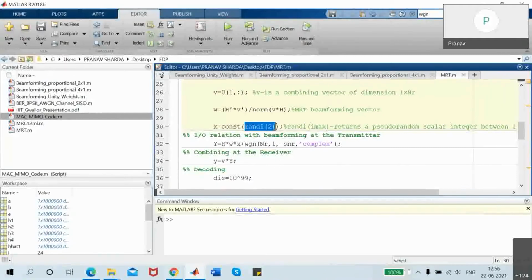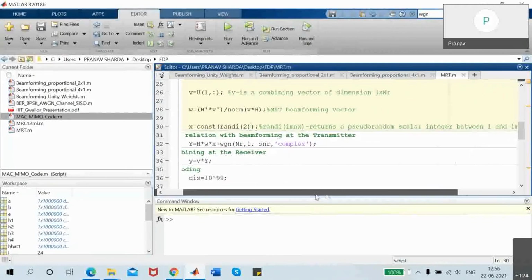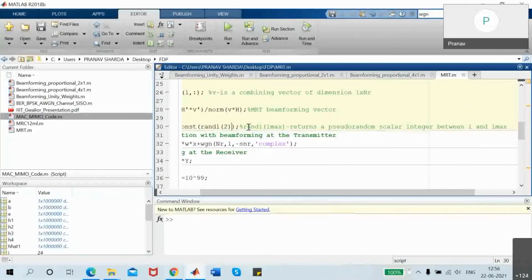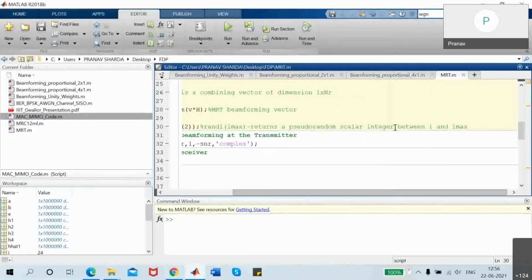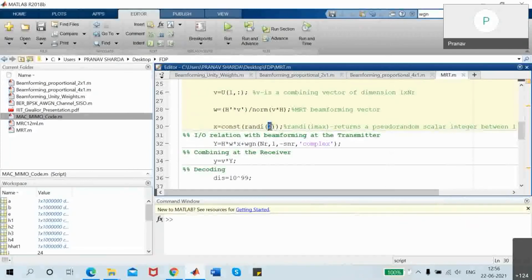RANDI of 2, this command, I have given a comment over here. In general, for any RANDI with a number in parentheses, say IMAX, this command will return a pseudo random scalar integer between 1 and IMAX. For our case, we have taken IMAX as 2. So we will get 1 or 2 as the value.